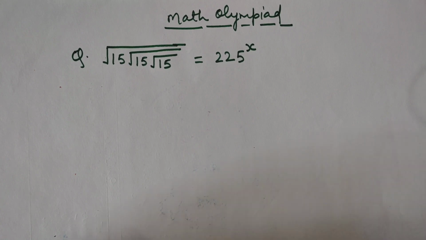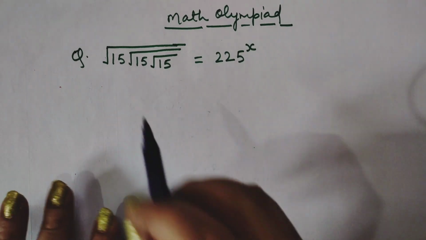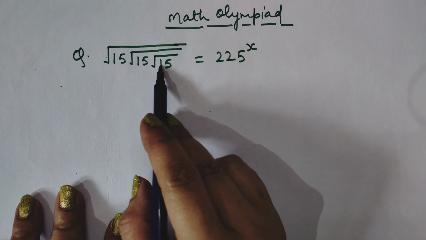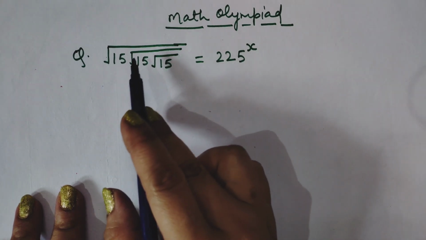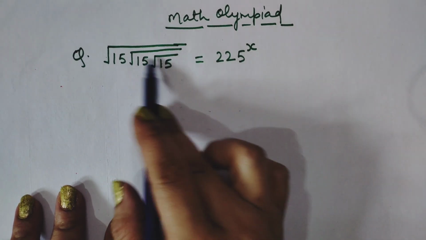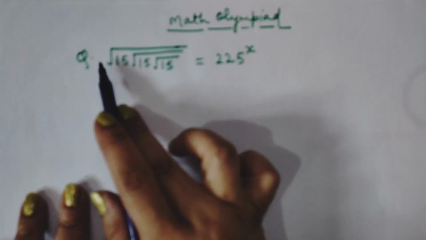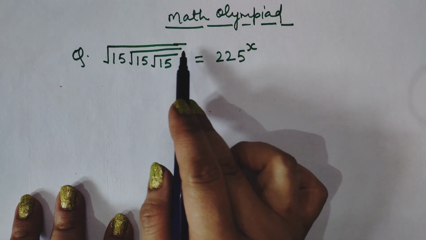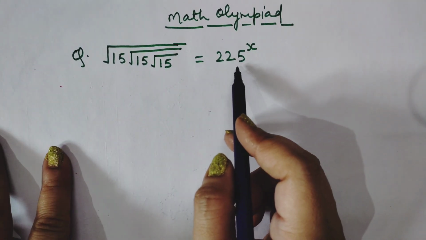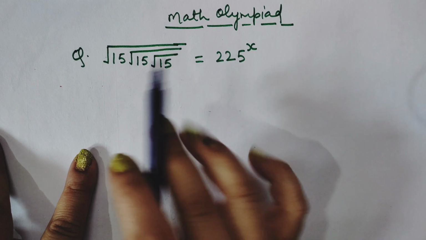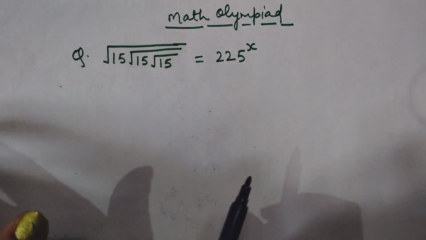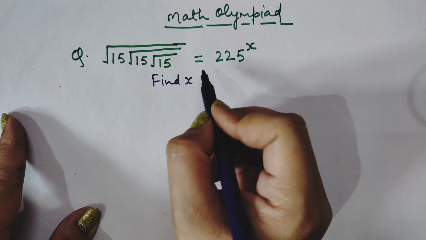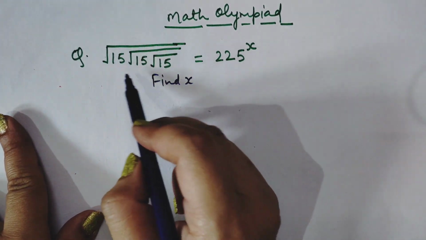So you can see the question is on the left hand side: square root of 15 times square root of 15 times square root of 15. So there are two roots inside, and this one is the first root, and inside it is 15 root 15 root 15, equal to 225 raised to the power x. So we need to find the value of x. Find x.